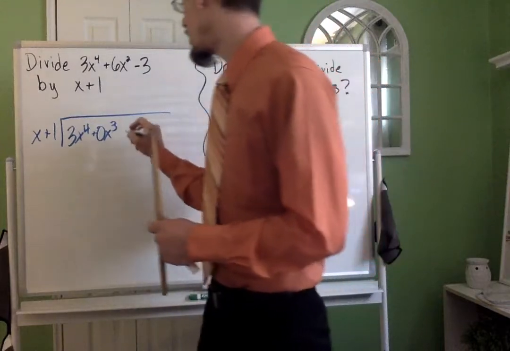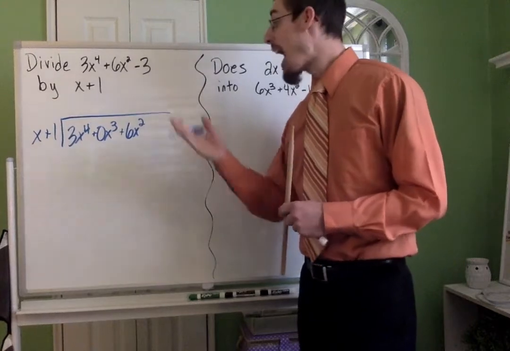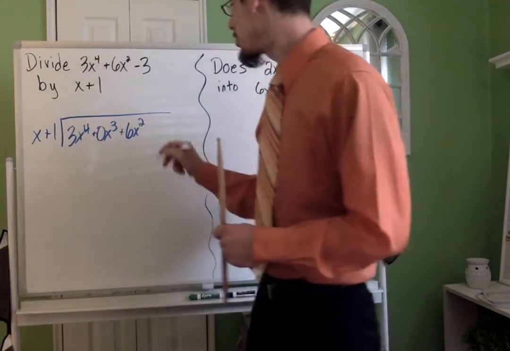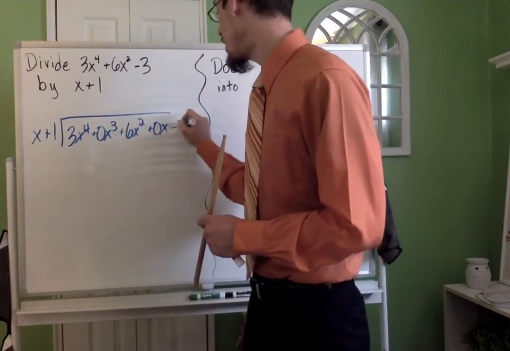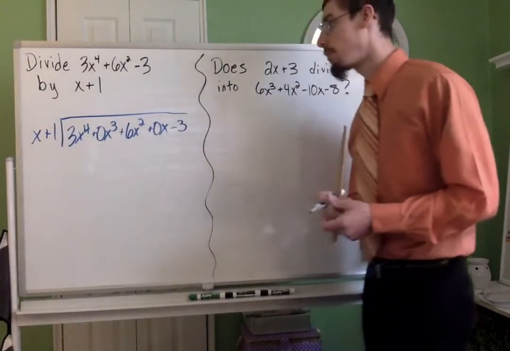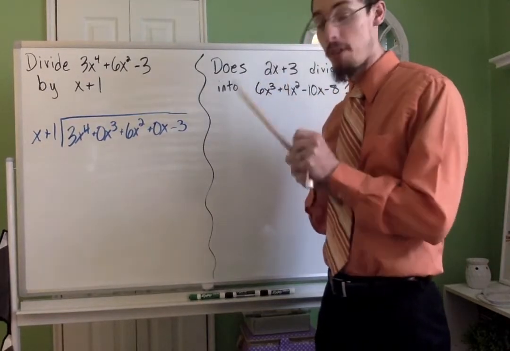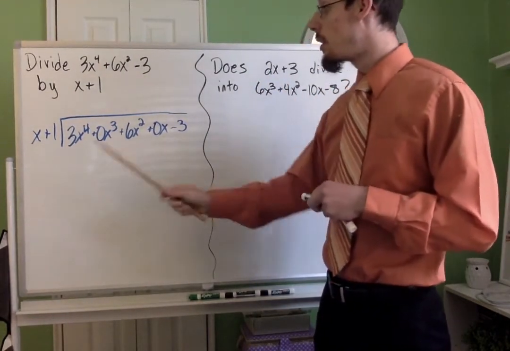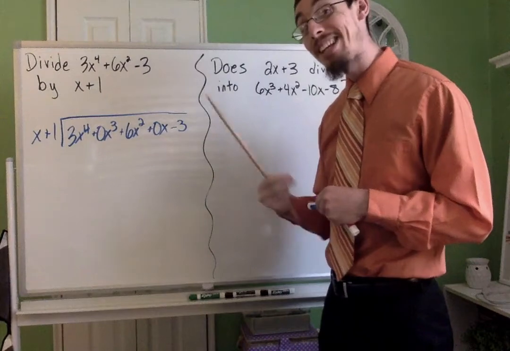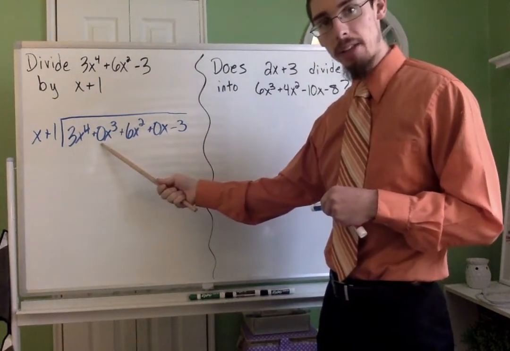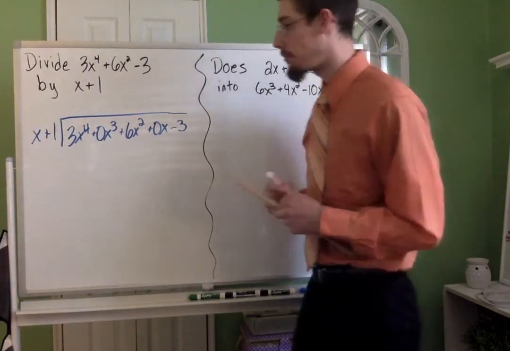I then bring the next part, 6x squared. And then again, I don't have an x term, so I'll put plus 0x and then minus 3. This is going to fix all of the issues I had before. So I take the same polynomial and I just fill in the gaps, right? The missing exponents are taken place by zeros. So let's go through the problem.